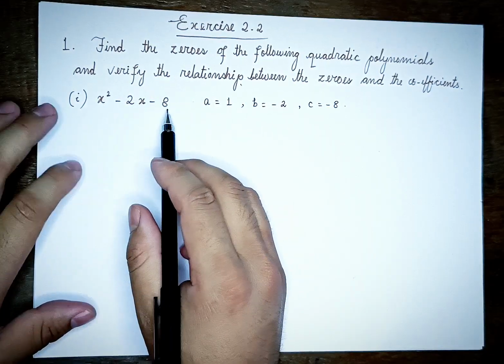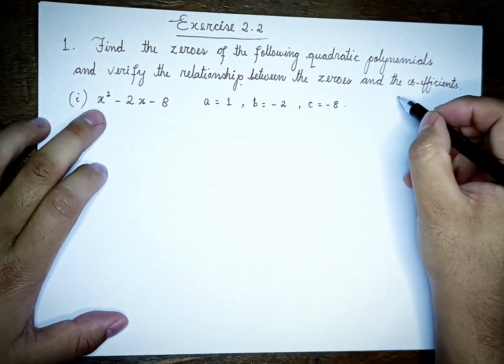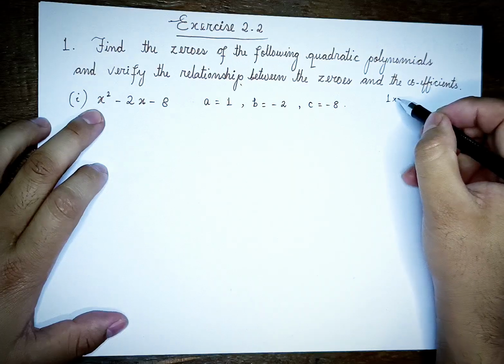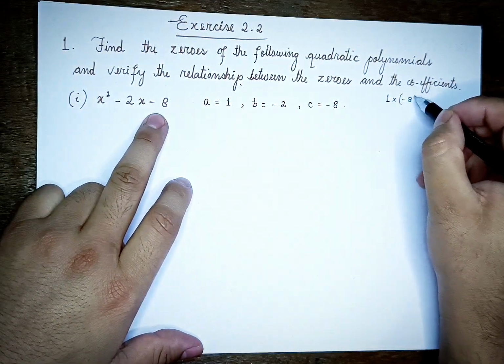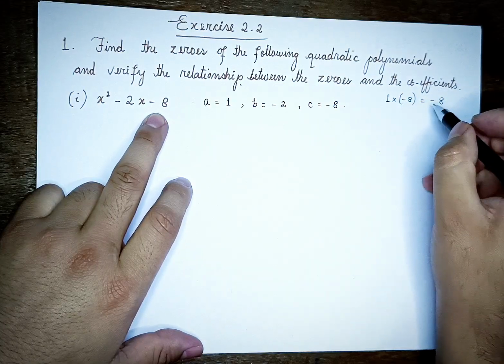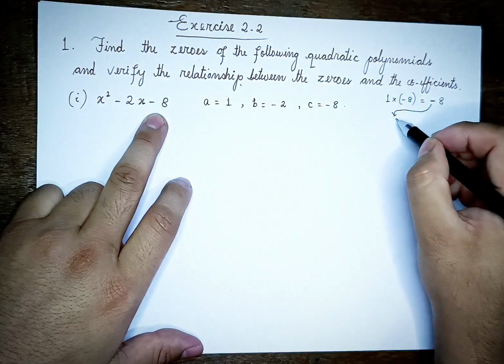We will be using the splitting the middle term method. How will you split the middle term? First, write the coefficient of x square. Coefficient of x square is 1 here, multiply by the constant term, which is minus 8, so I write minus 8 here. Multiplying these two, we get minus 8.